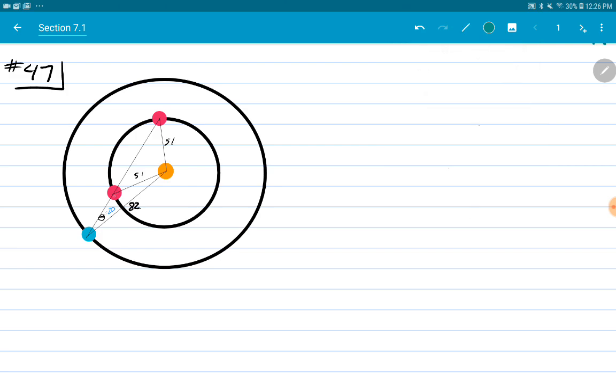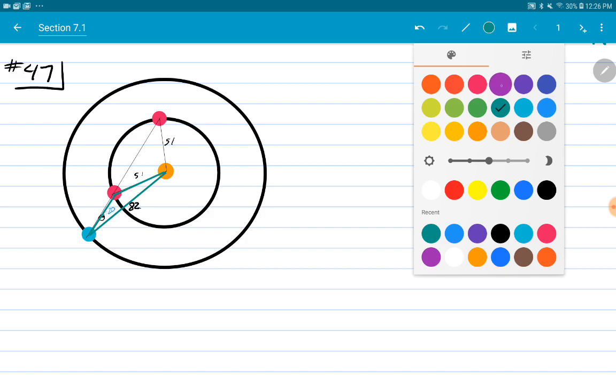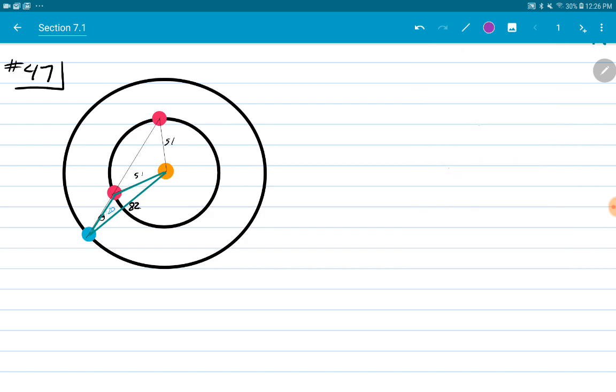The shortest distance, which is this guy, is the triangle that we would solve to get that short distance. And then the longer distance, which is this guy, we would solve this triangle to get that distance. Okay, so solving that green triangle first.